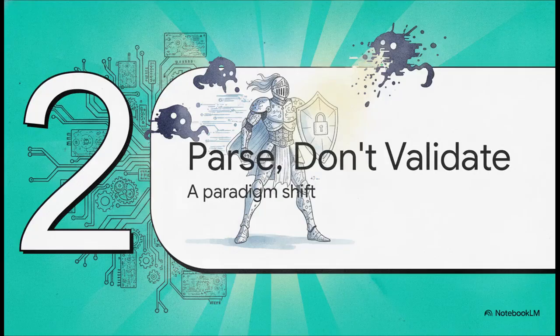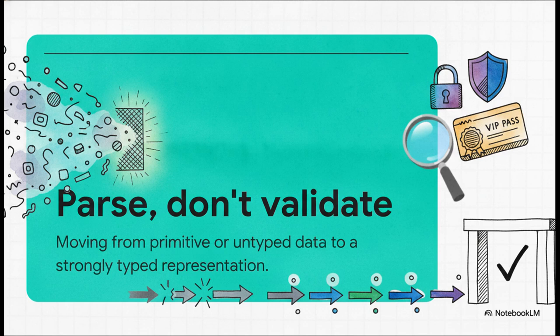Which brings us to section 2, parse, don't validate, a total paradigm shift. To fix these hidden vulnerabilities once and for all, Ang implemented this brilliant shift. The whole parse don't validate concept is beautifully simple in theory, but man, it is transformative in practice. Exactly as Ang puts it in the dev notes, it's the design pattern of moving away from primitive or untyped data and moving toward a strongly typed representation. So instead of just inspecting the data, shrugging, and passing that exact same primitive data along, you parse it into a brand new strict type.